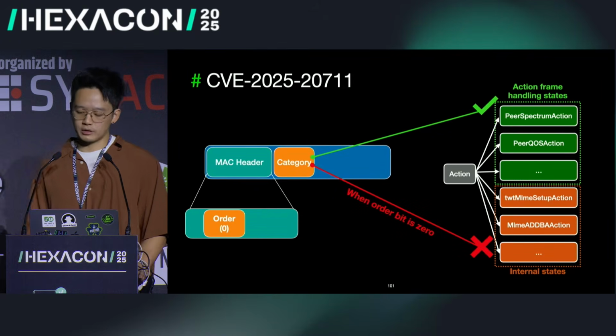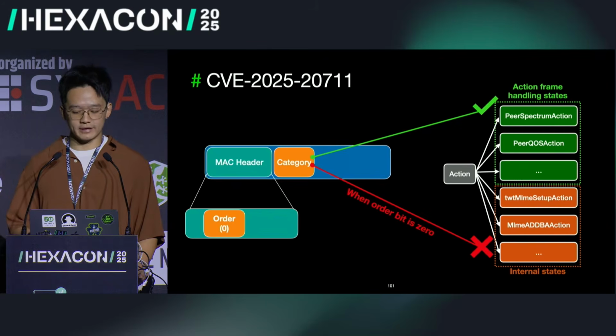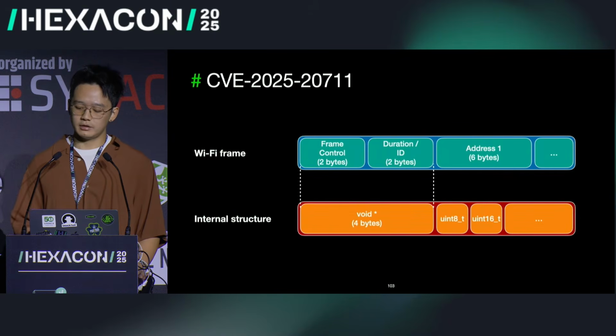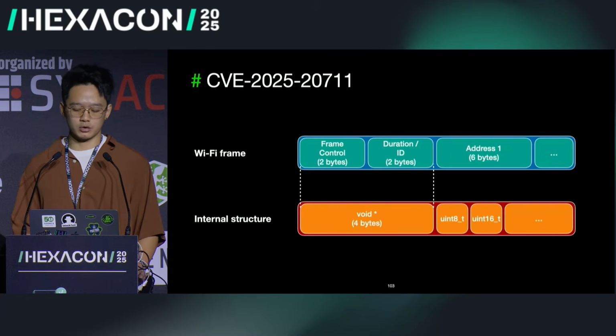In normal operation, action frames can only access the upper green part. The lower part cannot be reached via action frames. However, when the order bit is set to 1, due to the lack of a check on the category field, an attacker can use a Wi-Fi frame to access the internal state machine. This causes the internal state machine to treat the Wi-Fi frame as an internal structure.